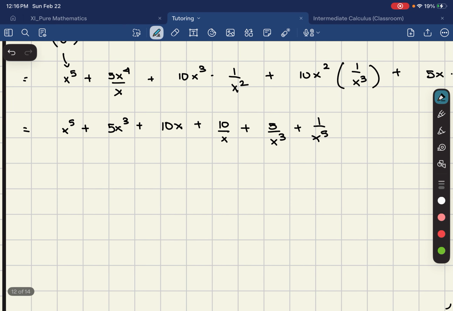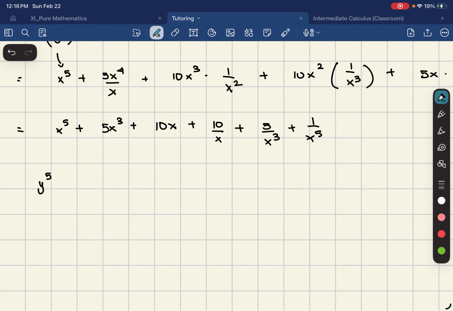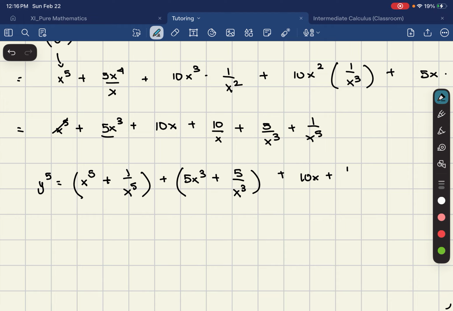So now let's group terms together. We know that y to the power 5 is equal to x to the power 5 from this part plus 1 over x to the power 5. So this is what we want to find out. Then we have 5x cubed plus 5 over x cubed. I can see that we can operate on this one. And we have 10x plus 10 over x.